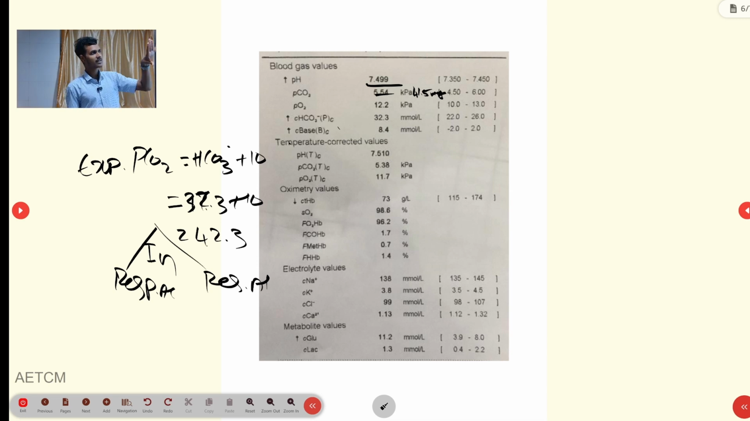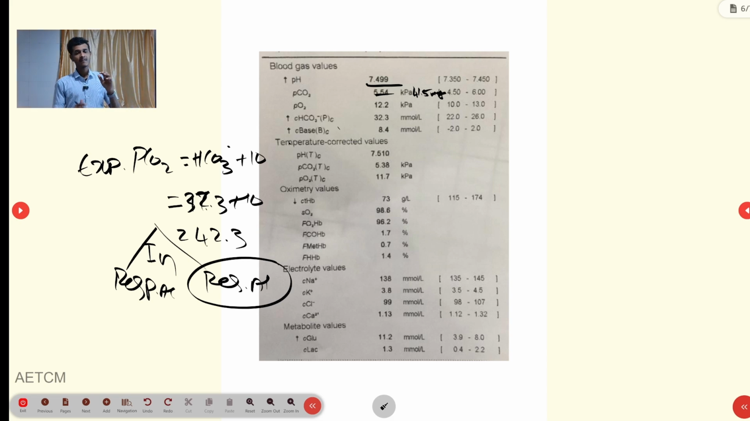Here is the value higher or lower? The value is lower. The expected PCO2 we calculated is 42.3, but the value is 41.5. So it is indicating respiratory alkalosis. So the person has a metabolic alkalosis along with respiratory alkalosis also. Clear? So that is step 2.